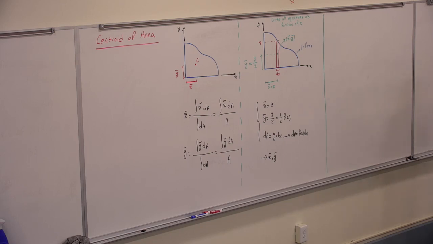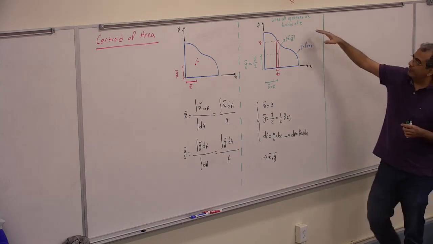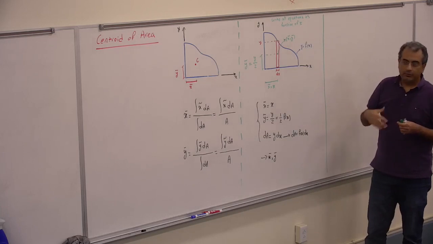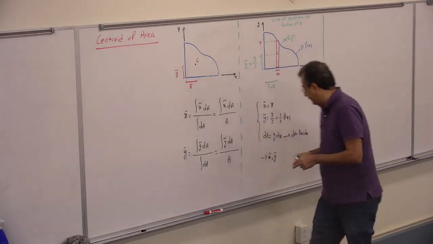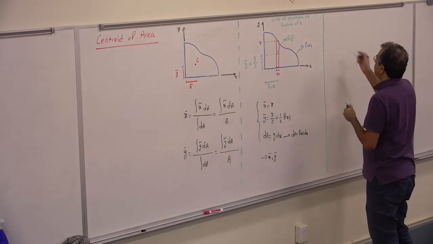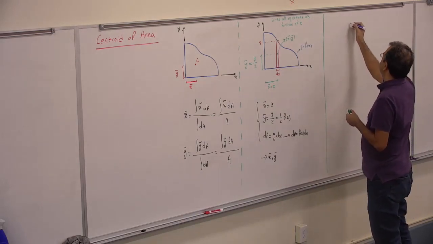The next method is to write everything as a function of y. Here we tried to put everything as a function of x. Now we want to write everything as a function of y instead. So we'll go ahead and again draw the shape.